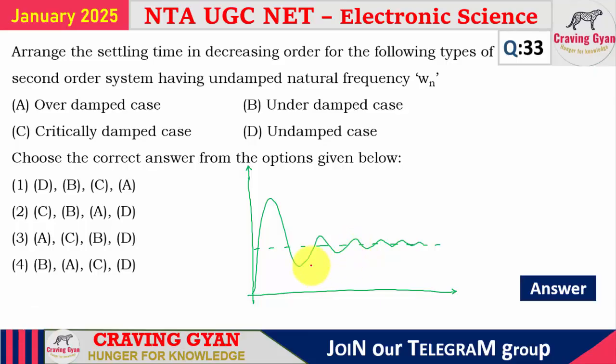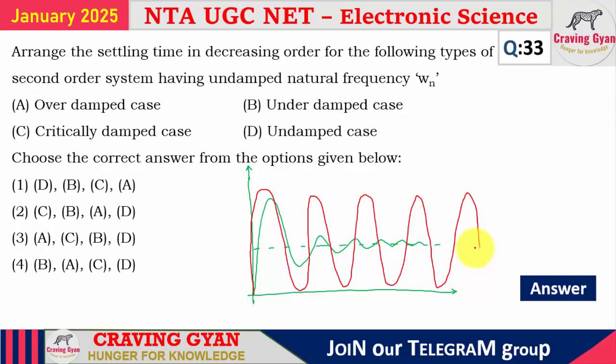Now look at the things carefully. In the case of undamped system, you will be having a response which is something like this. Nothing but constant frequency and amplitude you will be having. What will be the settling time in the case of this undamped system? Infinity. In the case of undamped system, the settling time will be infinity. Nothing but oscillation will never die. So in the case of underdamped system, you will be having an oscillation and that is going to die.